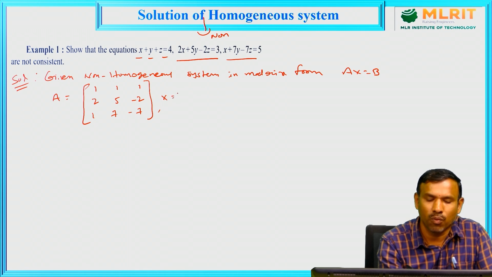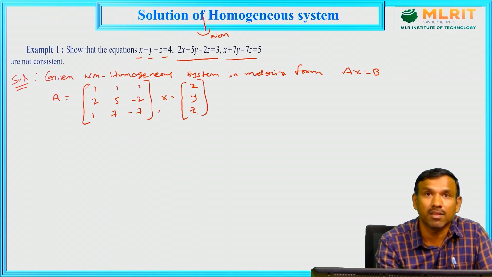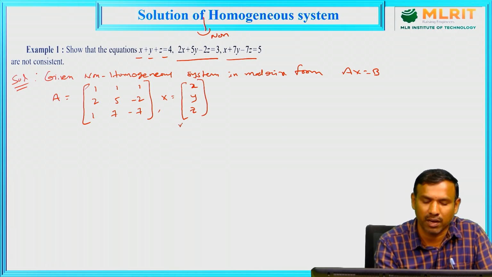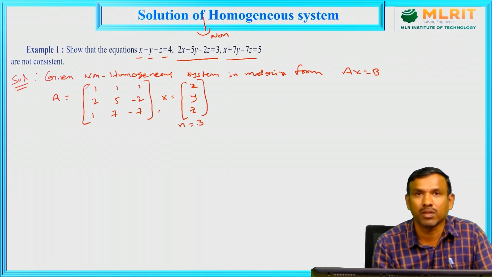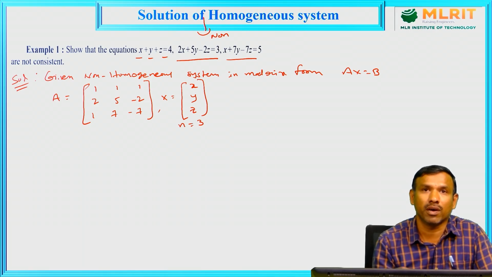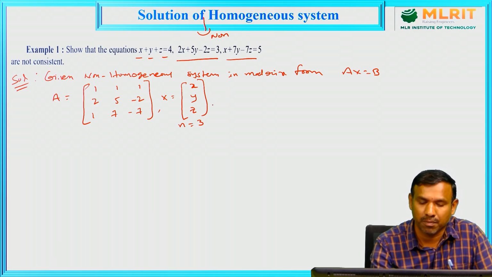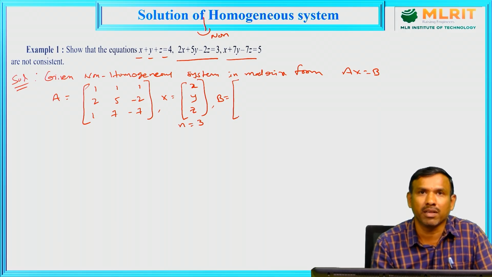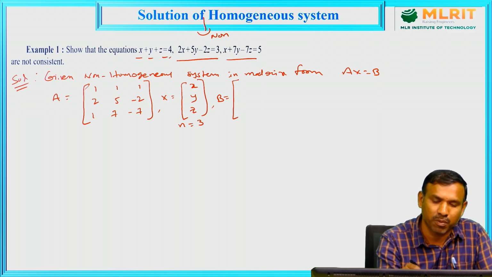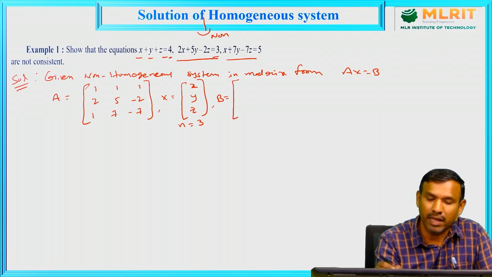x means the unknowns involved in these equations: three equations with x, y, z. These are the three unknowns, so we can write n is equal to 3. That is important, because based on n only we tell the type of solution. Next, since it is non-homogeneous, the B matrix will exist. The B matrix is the RHS part: 4, 3, 5.